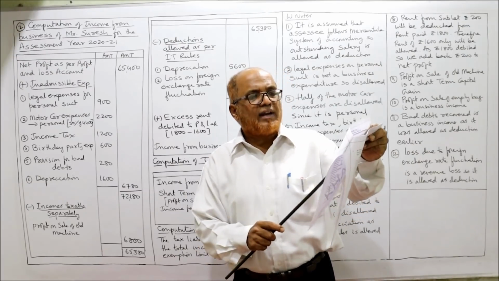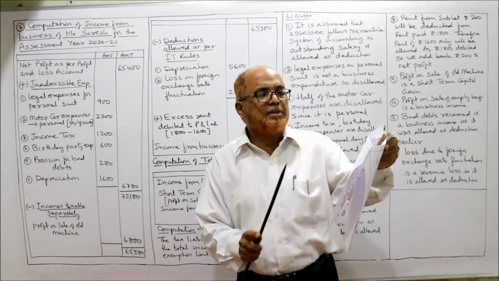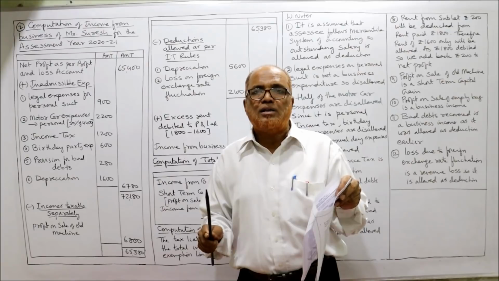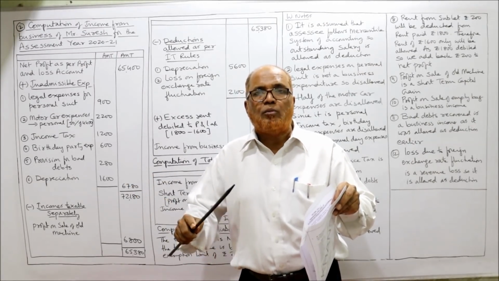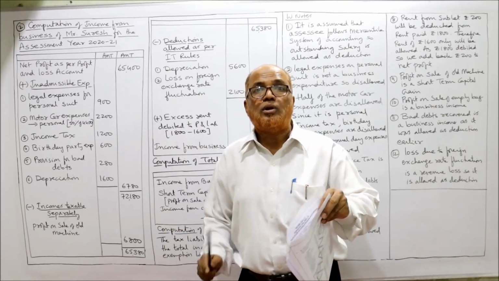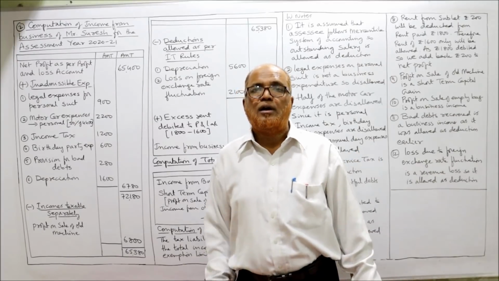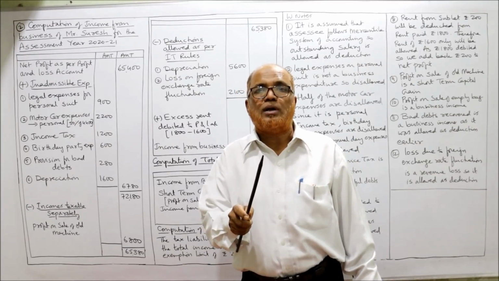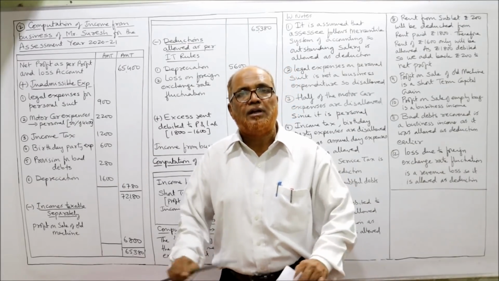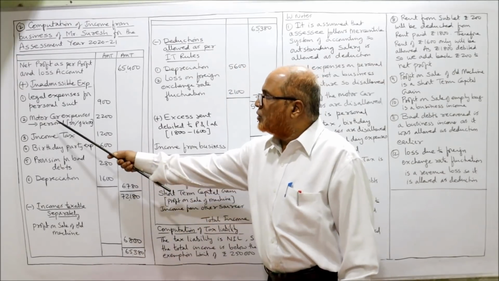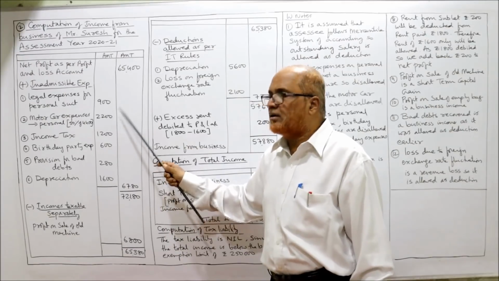But for motor car expenses, one adjustment is given. 50% use of the motor car is attributable to business purpose. That means the motor car is used 50% for business and 50% for personal purpose, so that part is disallowed. How much motor car expense is debited to the profit and loss account? 4,400. Out of 4,400, 2,200 is for business and the remaining 2,200 is personal, which will be disallowed. So motor car expenses personal, 50% of 4,400, 2,200 disallowed.